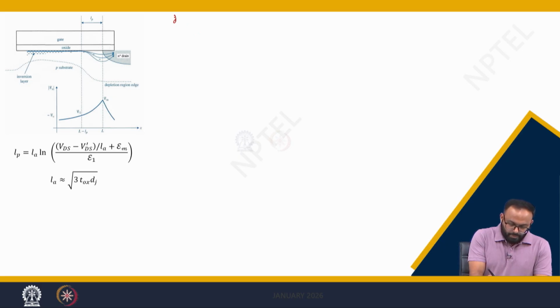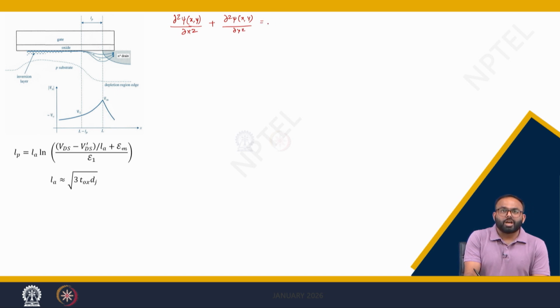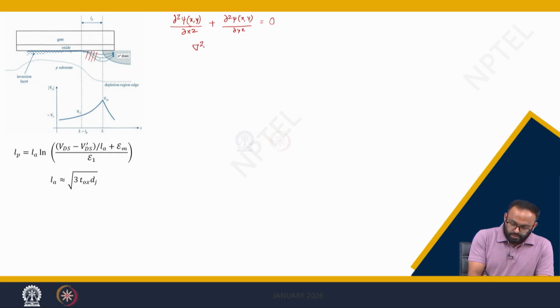So I am writing a 2-dimensional Poisson equation, which is nothing but delta square psi, which is a function of x and y, divided by delta x square, plus delta square psi, which is a function of x and y, divided by delta y square, is equals to some charge. Here I am taking 0. For simplicity, we are making the 2-dimensional Poisson equation a 2-dimensional Laplacian equation, considering that there is no immobile charge or mobile charges available in this region, and hence we can simply solve this equation.